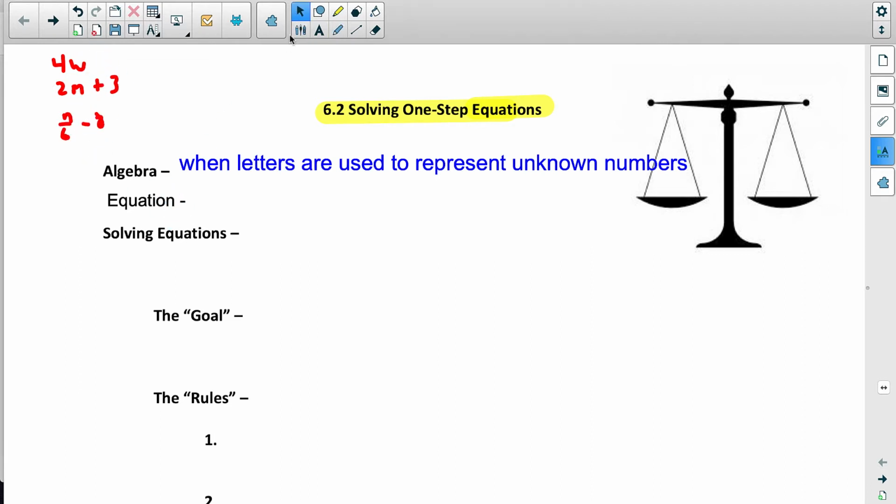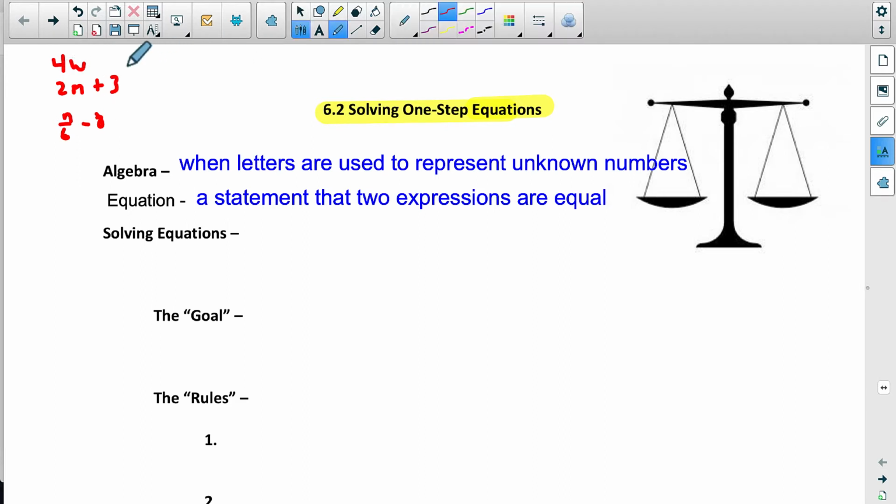So today what we're going to look at is equations. Equations are statements that two expressions are equal. So if we said, for example, that we took this expression 4W and we said that it was equal to 12, well, that would now be an equation. We have two expressions. 12 is a very simple expression, but it is an expression. 4W equals 12 is an equation, and we could solve that. There's only one number that works in this W. You know what it is? 3. 4 times 3 is 12.